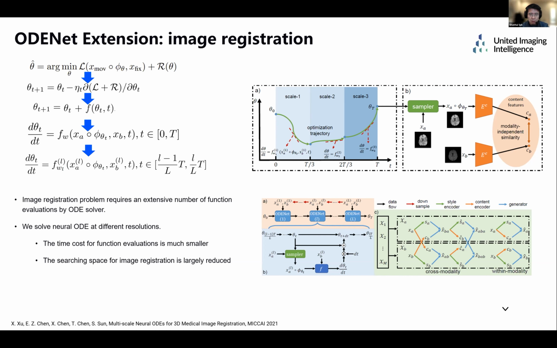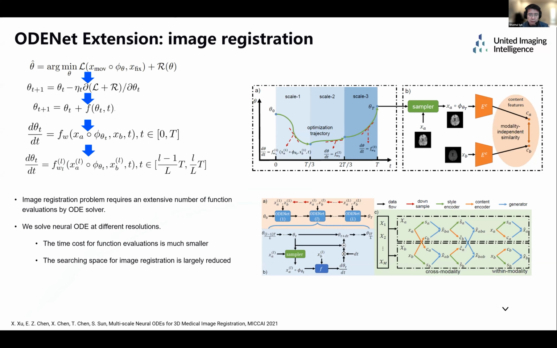But we found the image registration problem requires an extensive number of function evaluations by the ODE solver. To resolve this problem, we come up with a multi-scale ODE network. Basically, we divide the time interval into three parts. For each part, we do the neural ODE evaluation on a different scale of the image. In the first scale, we do the neural ODE evaluation at the lower resolution, and then the middle resolution, until we finish the evaluation at the original image resolution.